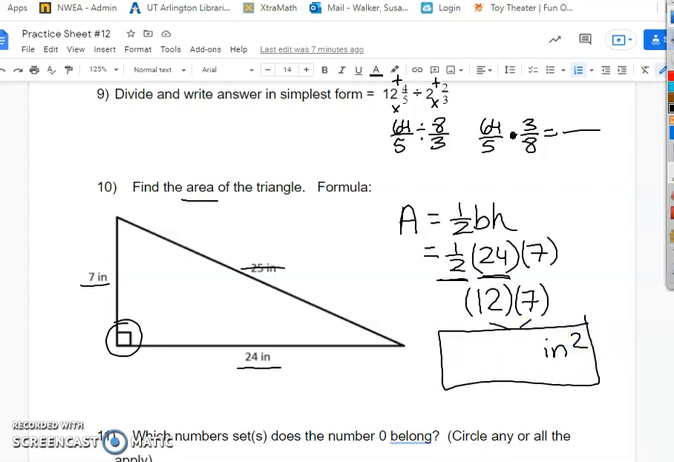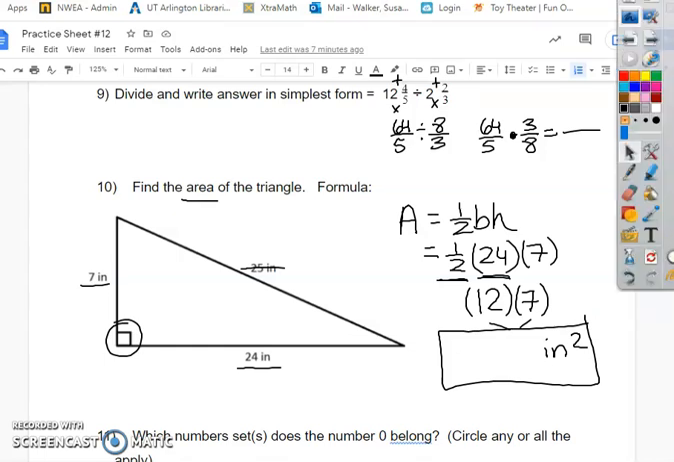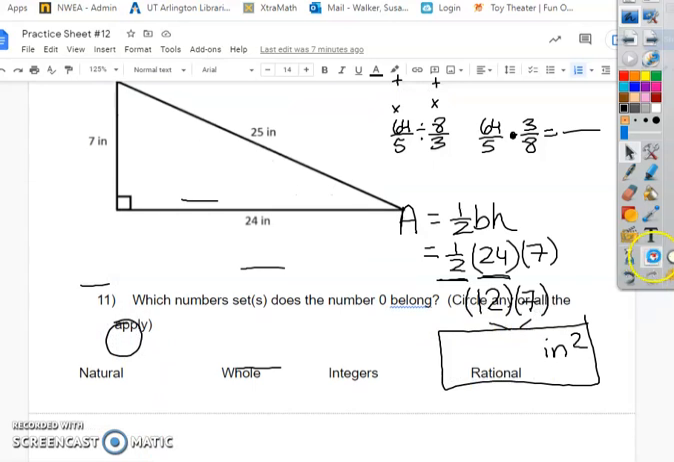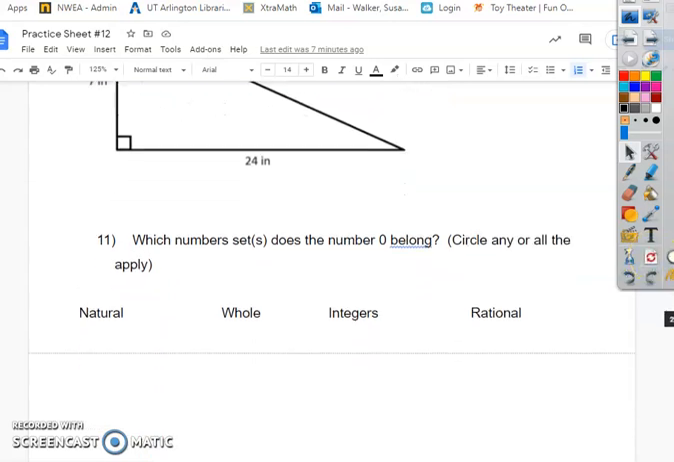Okay, and then our last one, which number sets does the number 0 belong to? Okay, so I'm not going to tell you this. We've done this. Look at your notes that we did at the beginning of the year. Number sets.